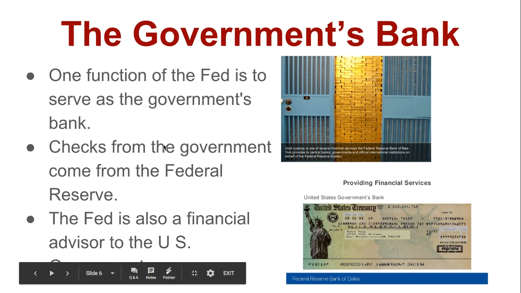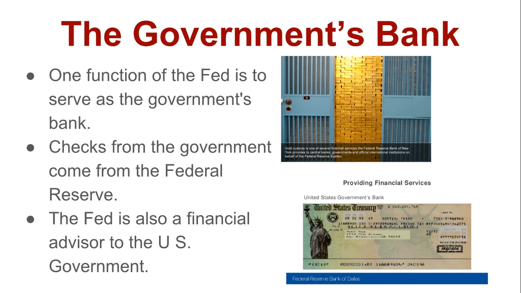Another thing they do, checks from the federal government come from the Federal Reserve. So if you get these little Treasury bank notes, right, and the United States Treasury is going to be sending you $574 or whatever it might be, it's signed over by the Treasury, but the Treasury's bank is the Federal Reserve. The Fed is also a financial advisor to the U.S. government and will periodically give advice for fiscal policy. Fiscal policy is not monetary policy. We'll get into fiscal policy at another time. But the Fed does advise on that.